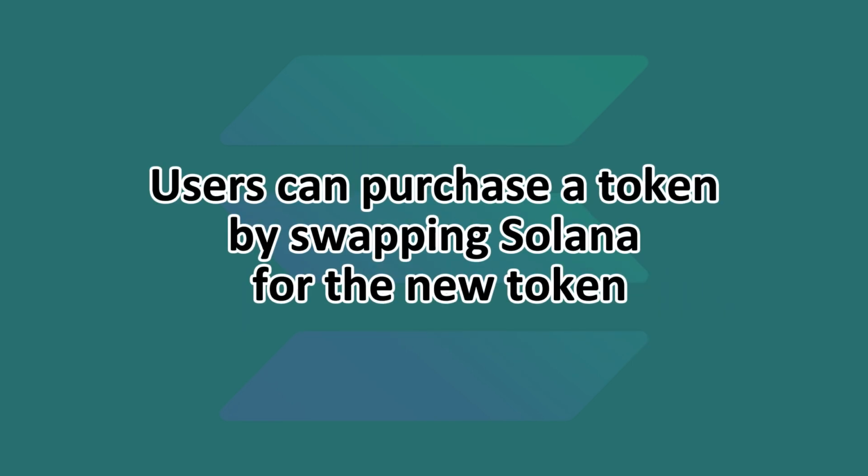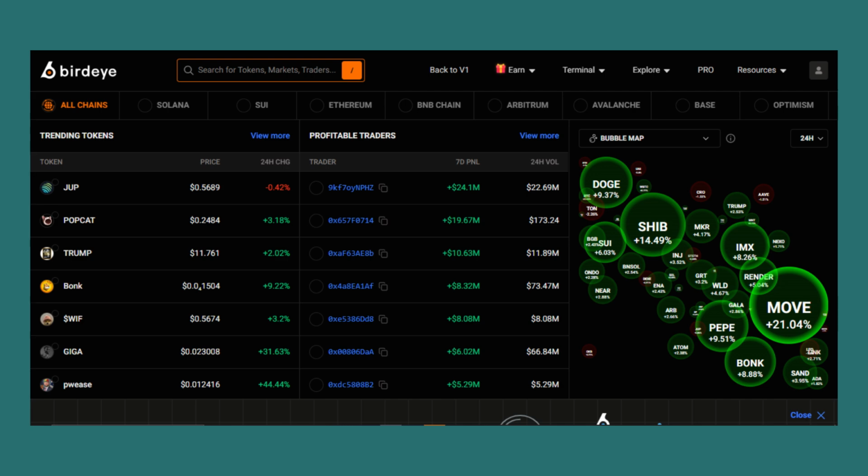When it comes to purchasing, users can purchase the token by swapping Sol or Solana for your newly created token. You can go ahead and use the Birdeye platform to view your token's chart and trading activity. We hope this helps you in creating your token using Solana.